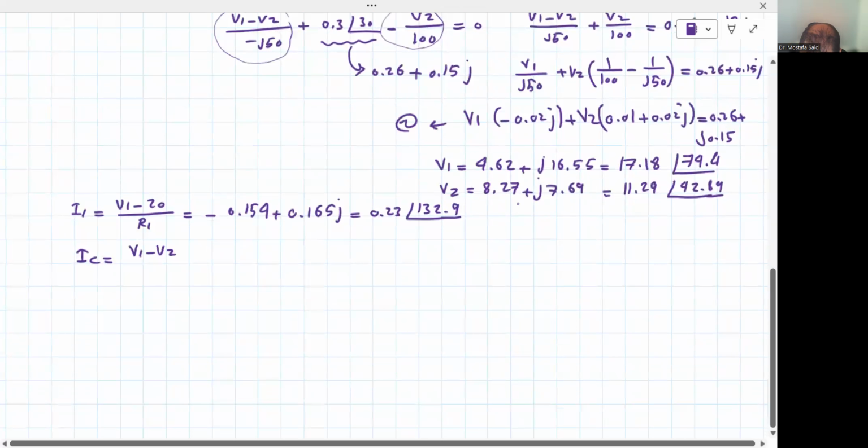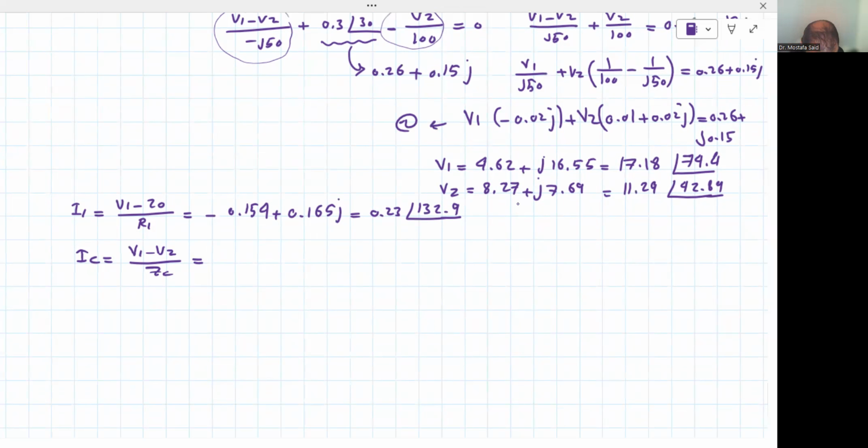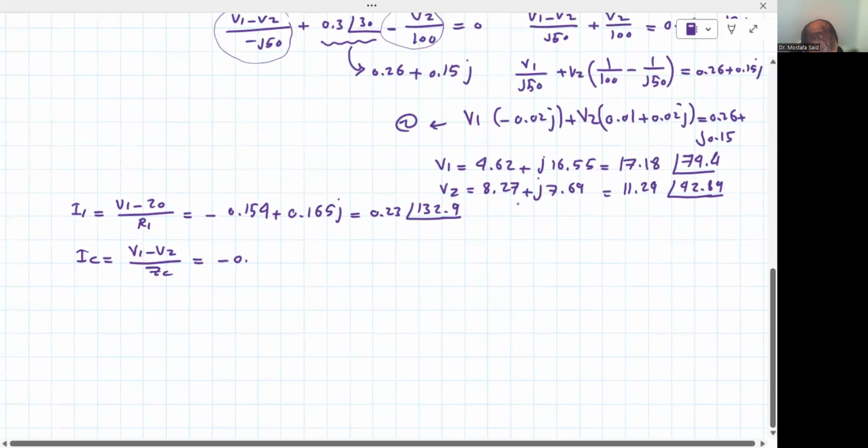V1 minus V2 over ZC. So if we have V1 now and V2, and VCC is known, minus j50. If you do that, it's 0.177 minus 0.73j, or in polar form 0.192 angle minus 157.5. Okay.